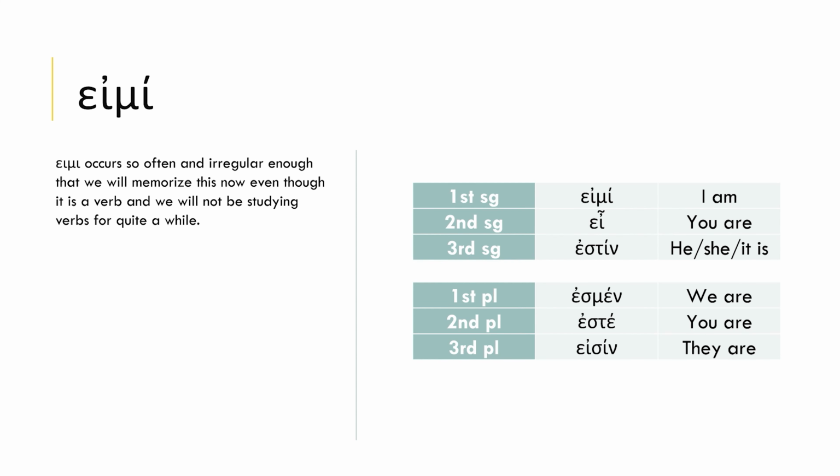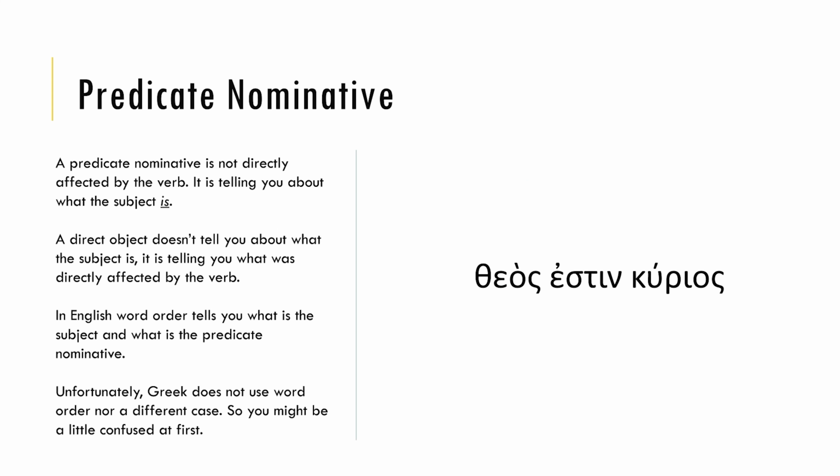Then we talked about the eimi chart. Eimi is the verb to be. It occurs many, many times. It is regular, but it happens so frequently that we're going to study it now, and you want to memorize this chart. It is eimi, estin, esmen, este, eisin. And to me, I hear a little bit of Spanish in there every now and then, but maybe that's just me.